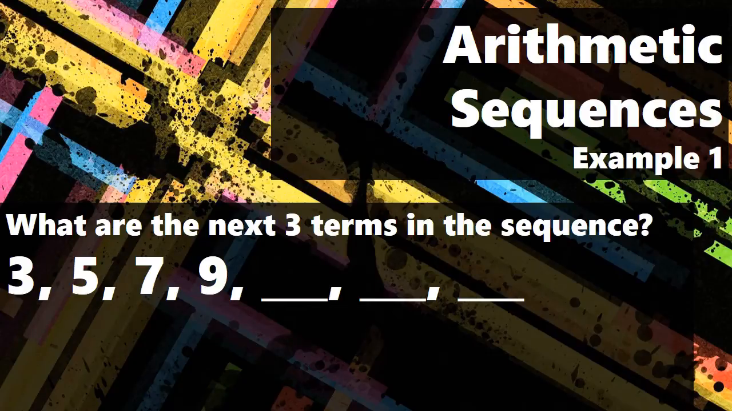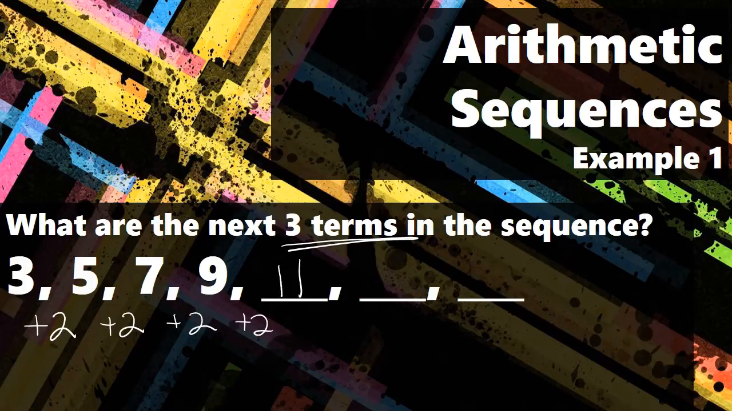So here we go. Let's try example number 1. What are the next 3 terms in the sequence? The arithmetic sequence means we're either going to add or subtract by a number. How do we go from 3 to 5? We added 2. To go from 5 to 7, we added 2. 7 to 9, we added 2. And to get our next number, we do 9 plus 2, which gives us 11.